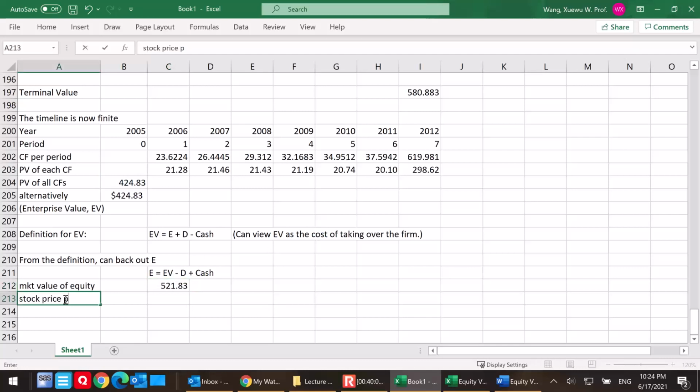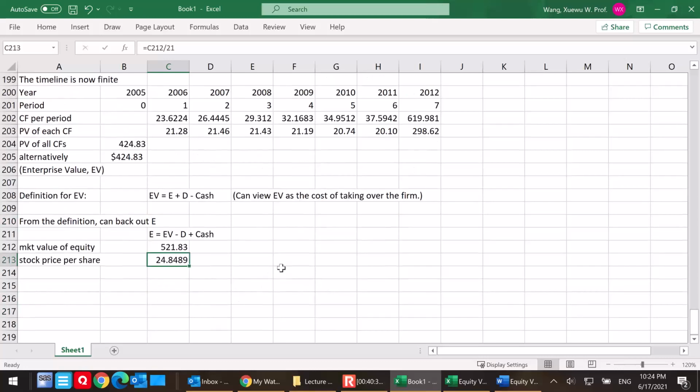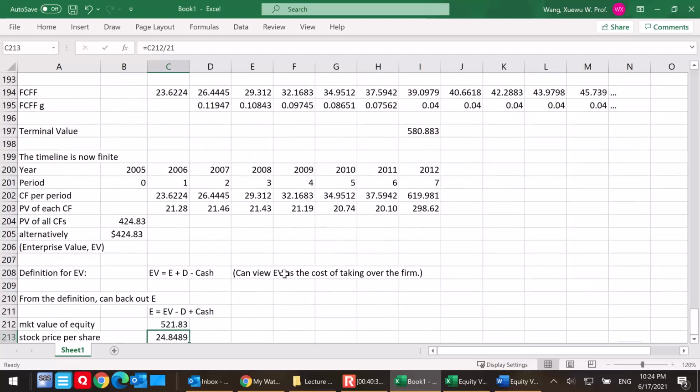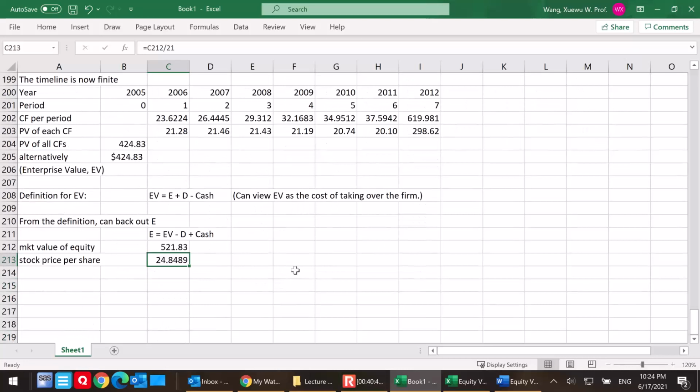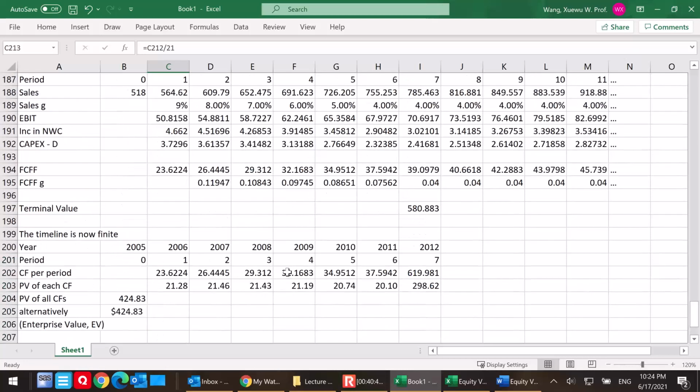All right. So now I can actually say stock price per share. What is this? Stock price per share is the aggregate market value of equity divided by shares outstanding. And what's the shares outstanding? Do we have a number here? 21 million shares outstanding. Okay, so we just divide this by 21 because everything is in millions. That's $24.84. All right, so that way we can actually value Keynes Coal Company by discounting the free cash flow to the firm.